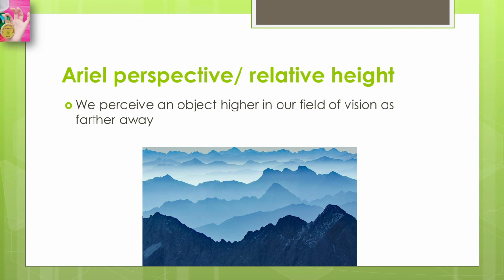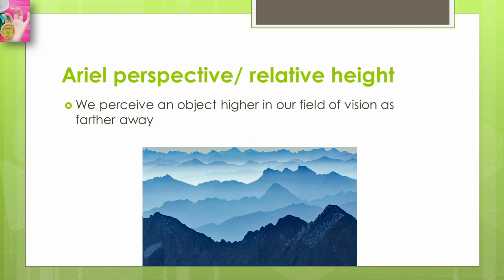And according to this, we perceive an object higher in our field of vision as farther away. And below the horizon, objects lower down in our field of vision are perceived as closer. And above the horizon, objects higher up are seen as closer. Now, lower objects seem closer and thus are usually perceived as figure. And relative height may usually contribute to the illusion that vertical dimensions are longer than identical horizontal dimensions.